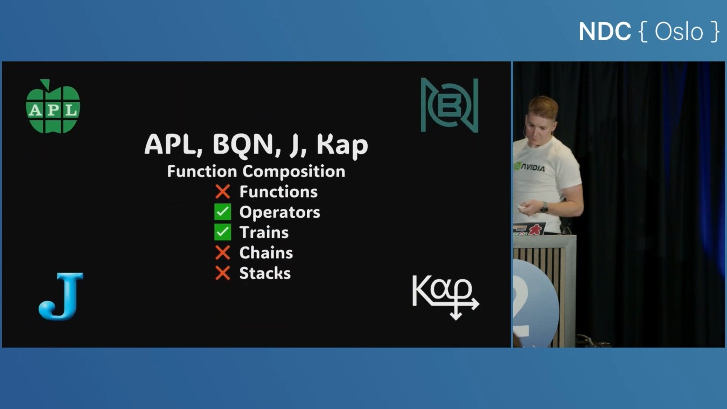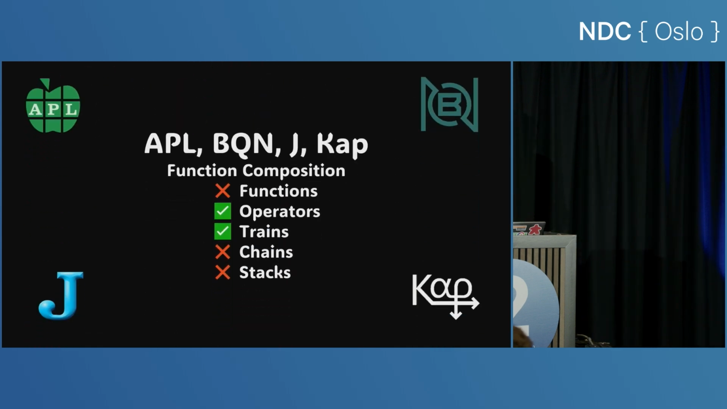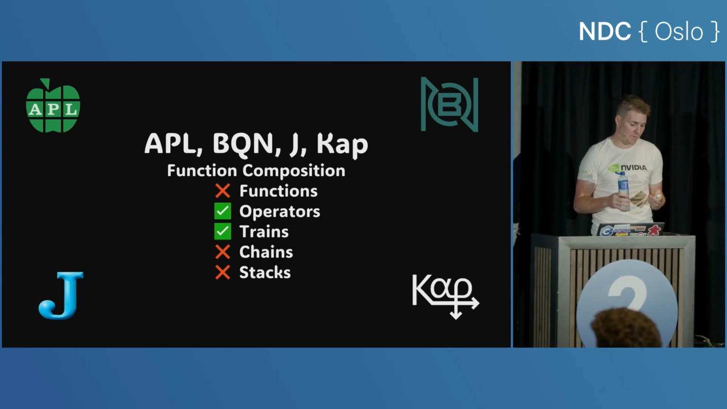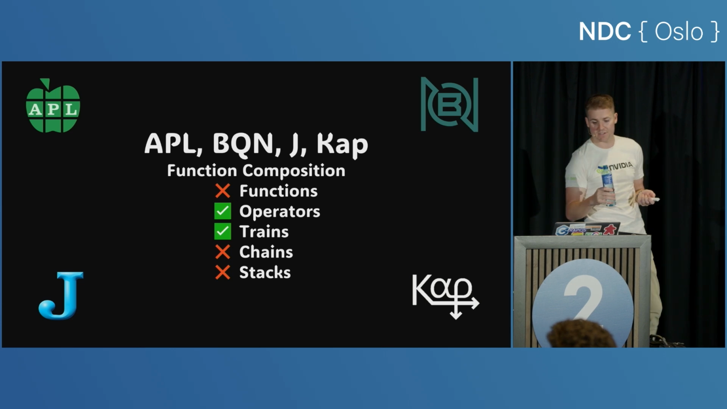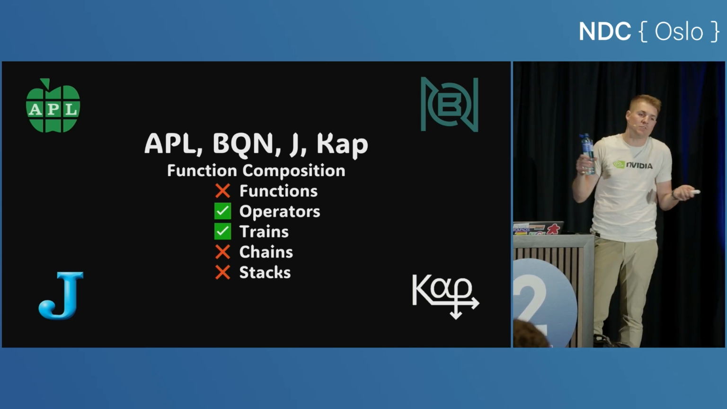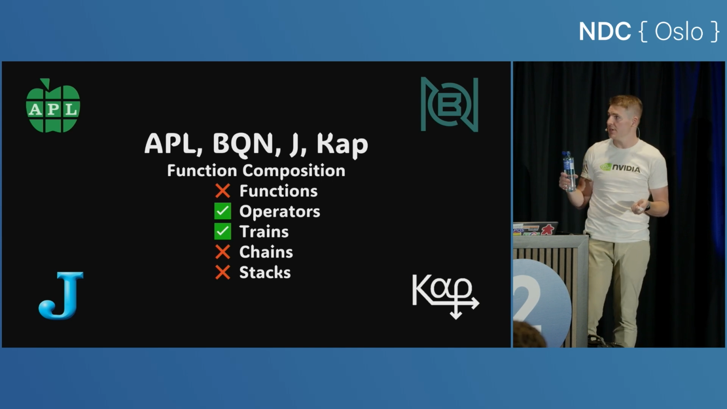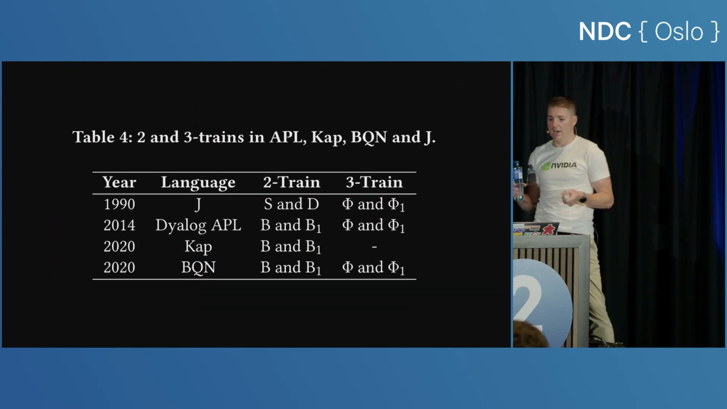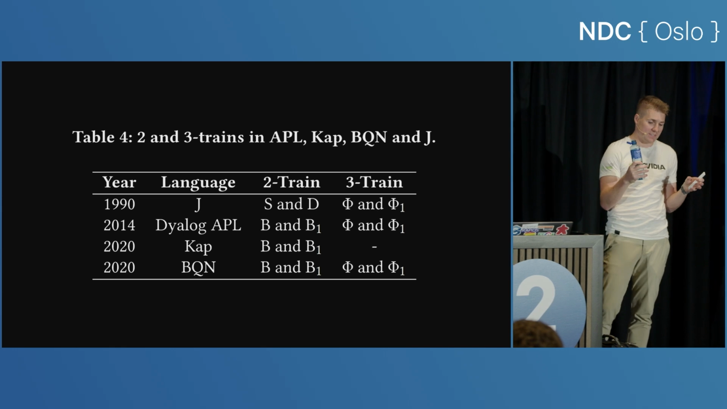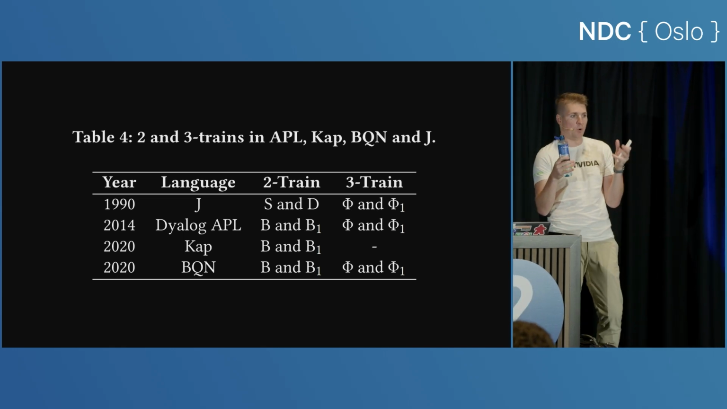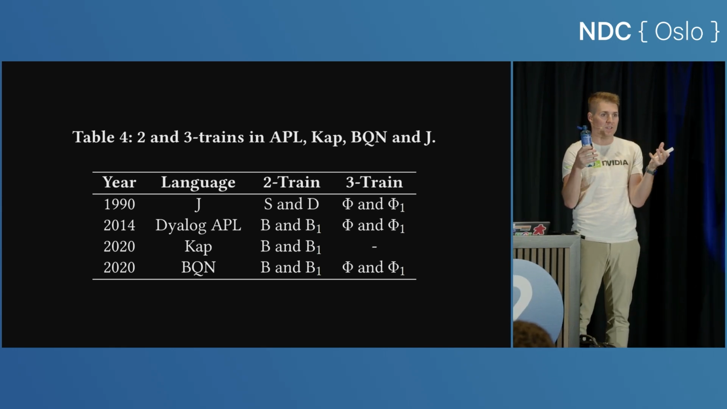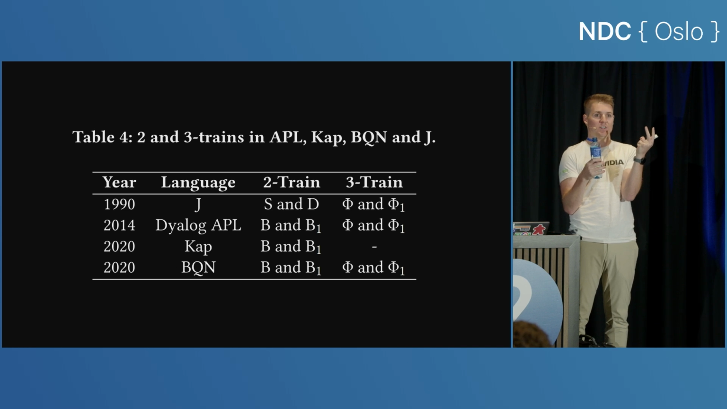And with that, we are now going to move on to my favorite part of the talk, which is all of the array languages. So APL, BQN, J, and Cap. All of these languages have operators, but they also have trains. Technically, you could write functions if you wanted to do function composition, but that's not the idiomatic way to use these languages. So first things first, trains, what are trains? Trains are basically just the juxtaposition, the putting side by side, of functions. So when you put two functions next to each other in APL, that forms a two train. And when you put three functions next to each other, that forms a three train.